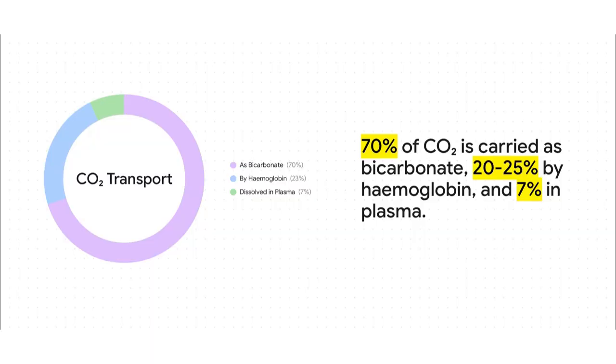Here's another very important question. How is CO2 transported in our blood? Well, the vast majority, a whopping 70%, is transported as bicarbonate ions. And the enzyme carbonic anhydrase plays a huge role here. The rest, about 20 to 25%, hitches a ride with hemoglobin, and a tiny 7% just dissolves in the plasma. But that 70% figure, don't you forget it.